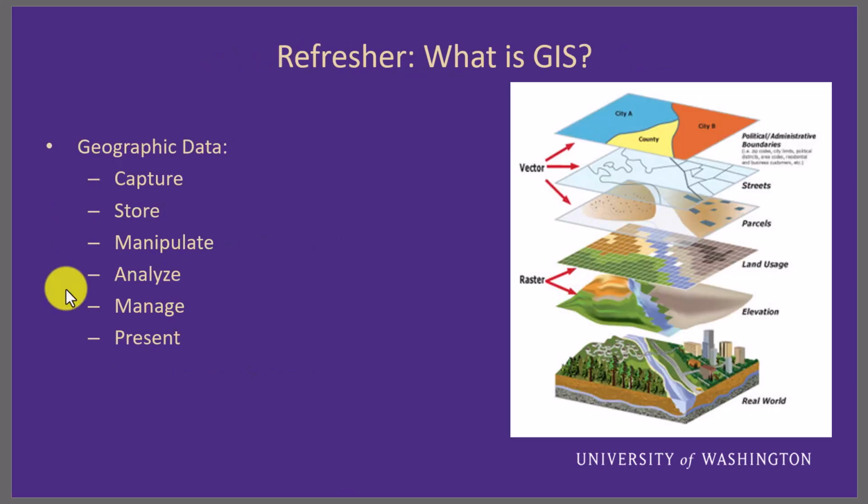What is GIS? If I were to pause right now and ask you in class, what is your definition of GIS? Hopefully you would say something to the effect of capturing, storing, manipulating, analyzing, managing, and presenting data, usually in the form of maps. You should also remember that vector data includes points, lines, and polygons, and raster data is more of a pixel, like you would take with your phone.